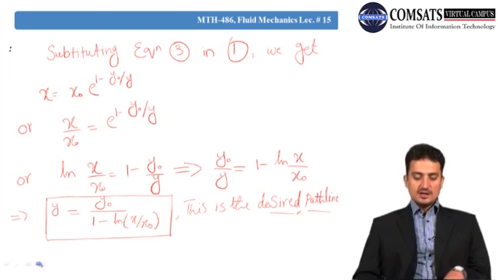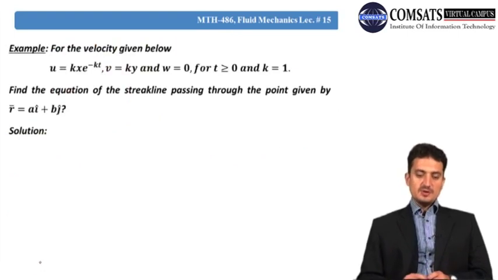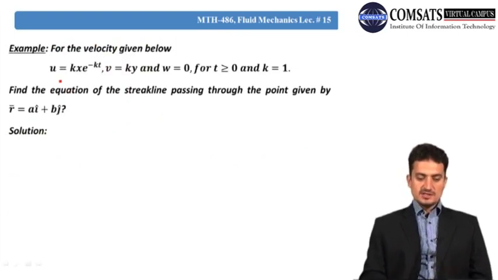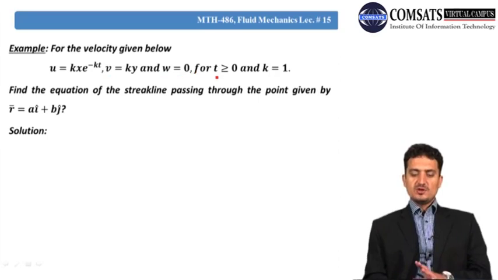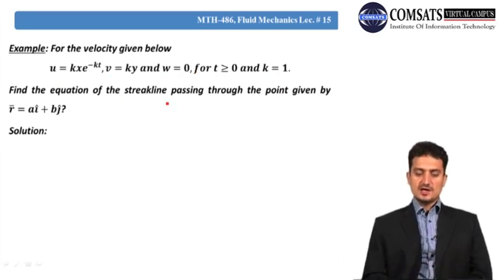Now this was the path line. Let's move to the next example जहाँ पे आप मज़ीद देखेंगे. Again the velocity field is the same. For the velocity field given below, it is the same velocity field that we used in the previous example. For t greater than or equal to 0 and k equal to 1, find the equation of the streak line passing through the point given by r is equal to ai plus bj.